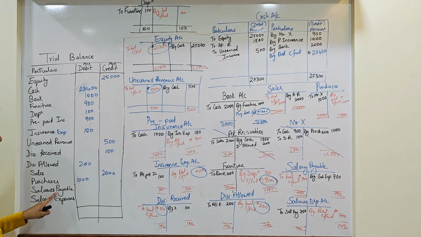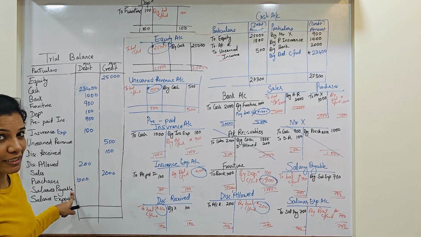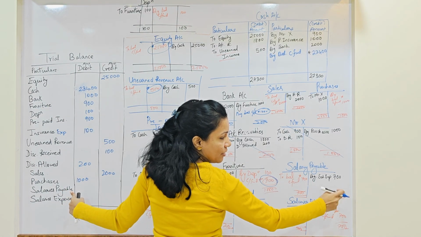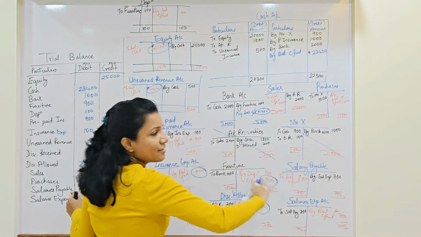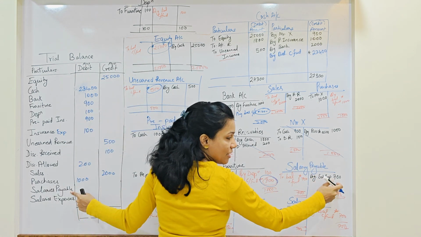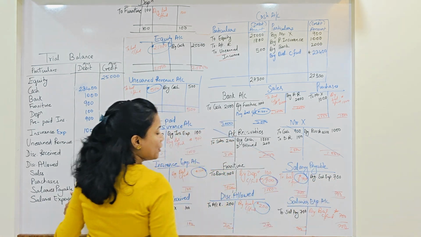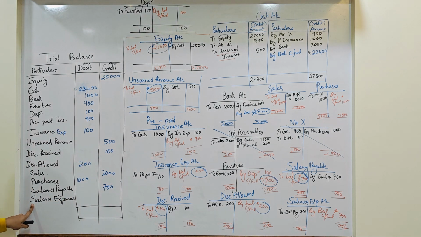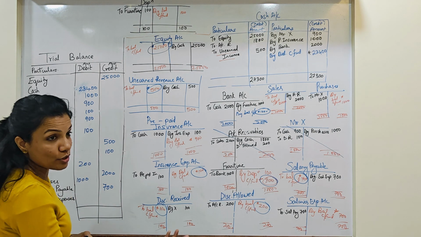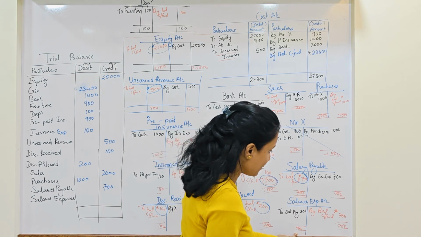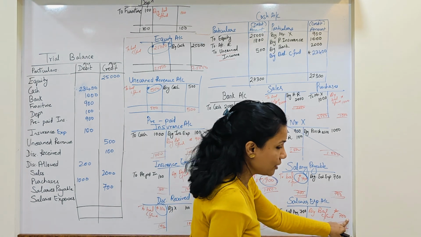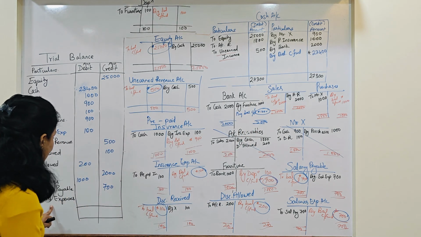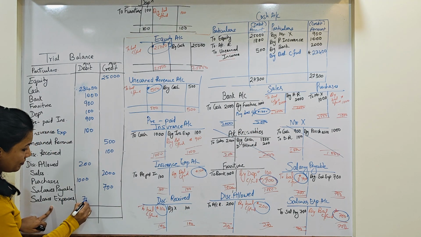1000 debit balance. Salaries payable. Salaries payable is a liability. It should have a credit balance. Does it? By salaries expenses 700, only one transaction on the credit side, no transaction on the debit. That means the credit side is heavier. So this balance is a credit balance. Salaries payable 700. Next, salaries expenses. Expenses should have a debit balance. To salaries expenses 700. By balance carried forward 700. So this represents a debit balance.